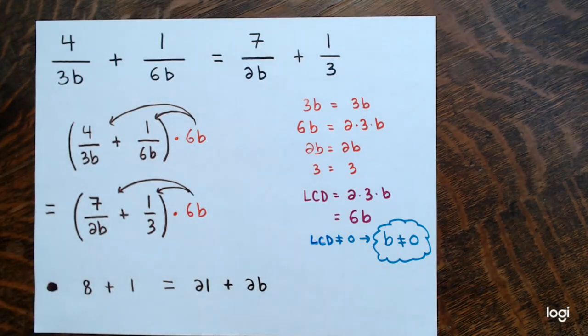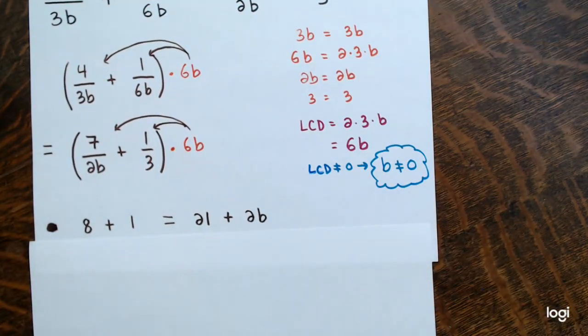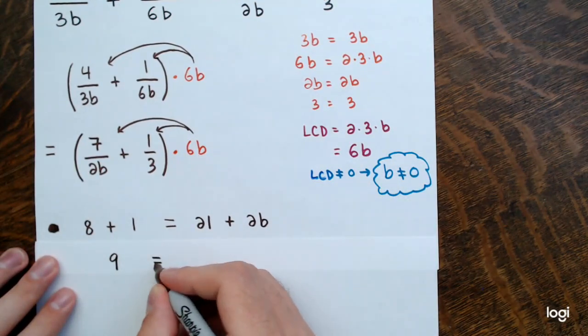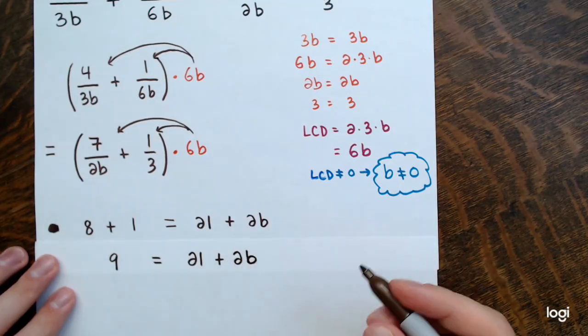Alright, so this is the equation you'd end up with, again, as long as B is not 0, and it doesn't look like it will be. And then this is a very easy equation to solve. Alright. Now that the denominators are gone, it's very pretty, very beautiful. Look at the left side, right? Now let's do some simplification. 8 plus 1 is simply 9 on the left, equals 21 plus 2B on the right.